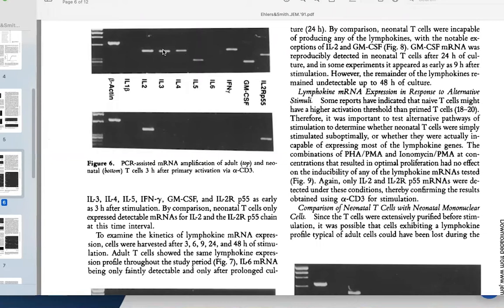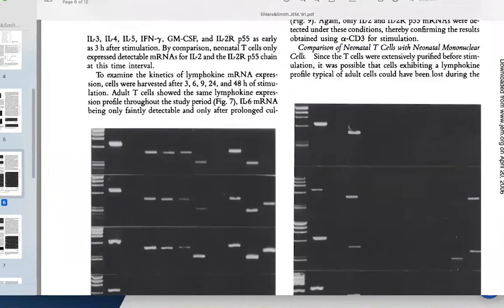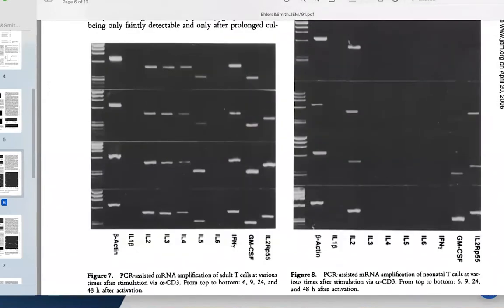So those are the adult cells. In the neonatal cells, look at that, we only see IL-2 and the IL-2 receptor, alpha chain. So that was only at 3 hours. And so the question is, if you do multiple time points, will you see more? So figures 7 and 8 are very critical in this regard.